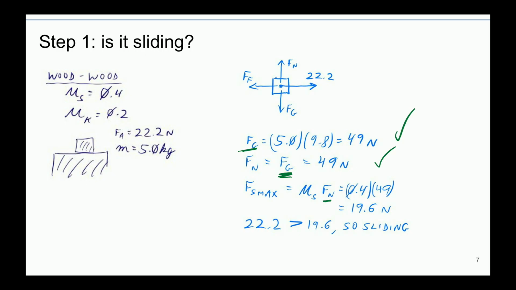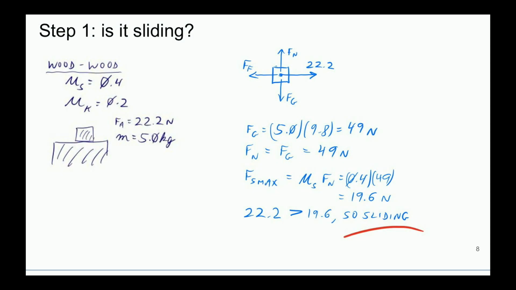They are equal. And then finally, I can calculate F sub s max by multiplying the static friction coefficient with F sub n, and I get 19.6 newtons, which is less than my applied force of 22.2. So I win. My applied force is bigger than the maximum possible force of static friction. So this thing is sliding. That's step one, right? We haven't solved the whole problem. Let's see what else is happening here.